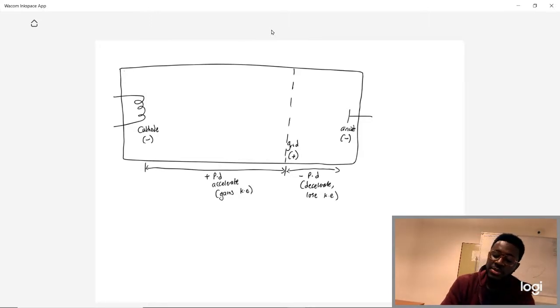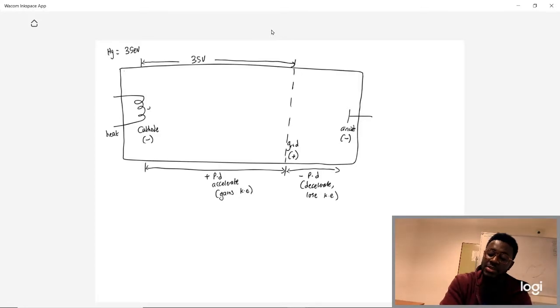Okay, so let's have the potential difference between your cathode and your grid be exactly 35 volts, and the mercury atom needs 35 electron volts.